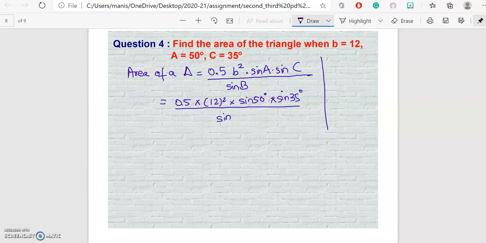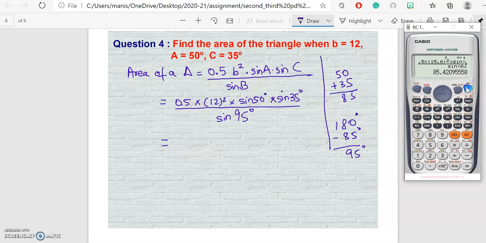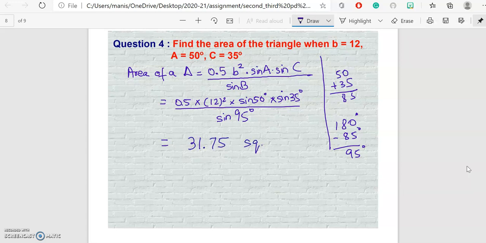So how we can find b is, you can add 50 plus 35 as I've been doing earlier, but this time I will take a shortcut over here, and you can just subtract this 85 from 180 degrees. You can do it like this also, it saves lots of time. It's your 95 degrees. Now what you have to do is type all these values in your calculator to find your answer. Okay, so let's go over here. This is 0.5 times 12 square. I know 12 square is 144. If you don't know, just follow all the steps. So this is your sine of 50 degrees, and make sure you close the parentheses, then times sine of 35 degrees, close the parentheses, and divided by sine of 95 degrees, and close the parentheses over here, and your answer is 31.75. So write it over here, 31.75 square units.